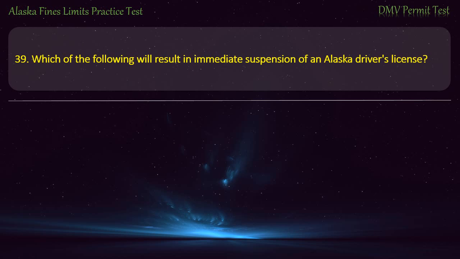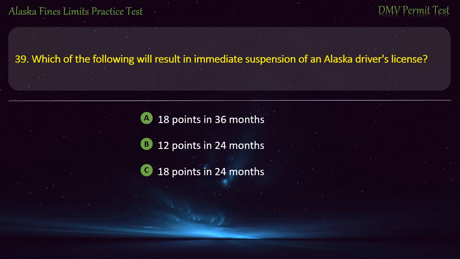Question 39. Which of the following will result in immediate suspension of an Alaska driver's license? 18 points in 36 months. 12 points in 24 months. 18 points in 24 months. None of these answers are correct. Answer: 18 points in 24 months.